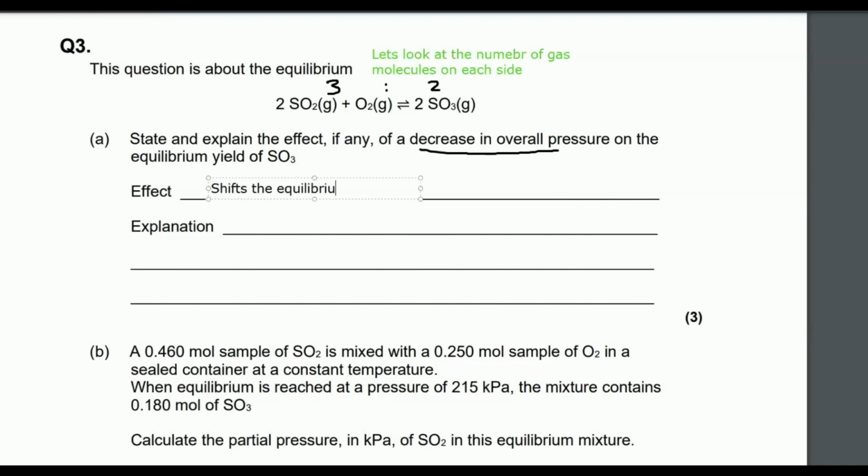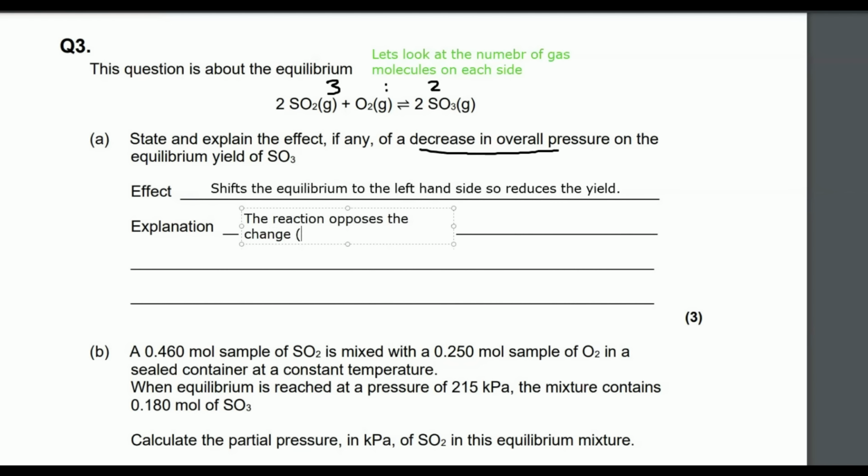Well, Le Chatelier says that the reversible reaction will try and oppose the change. If we decrease the pressure, it will move to the side with the most gas molecules to try and increase the gas pressure again. And so this is going to shift the equilibrium to the left-hand side, and we're going to get a decrease in yield. So really the effect is to reduce the yield, and the explanation is shifts to the left, 1 mark, trying to oppose the change, goes to the side with the most gas molecules.